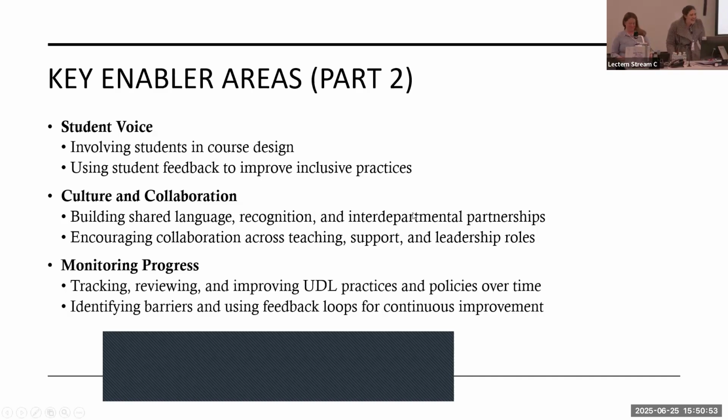And finally, monitoring progress. This was all about institutions tracking, reviewing, and refining their UDL practices over time. So as part of this, this also included a continuous feedback loop where they were able to identify persistent barriers and also think about continuous improvements that can happen to UDL policy and practices. So together, these initial enablers were able to create conditions that enabled UDL to thrive. So it's not just an individual initiative, but part of an institutional culture of inclusiveness, responsiveness, and shared responsibility.